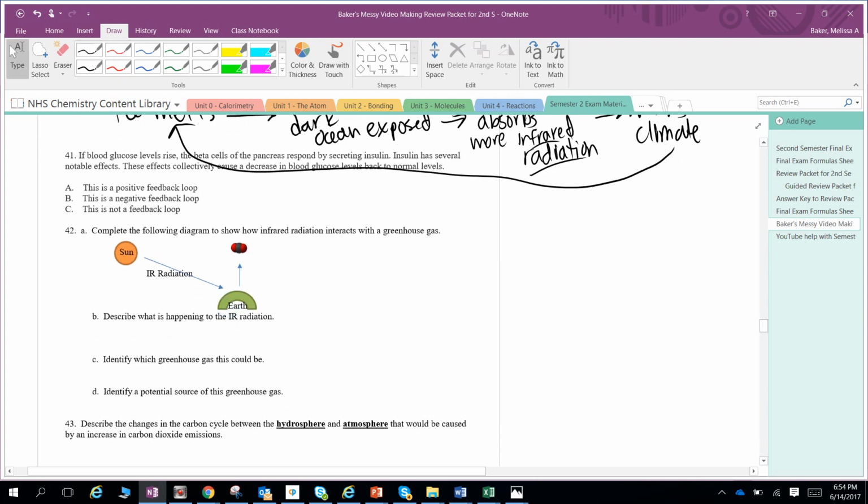Let's take a look at number 41. When your blood glucose level rises, your pancreas responds by secreting insulin. This has a lot of effects, but collectively it decreases your blood sugar back to the normal level. So this would be considered a negative feedback loop because it is stabilizing. It's getting things back to equilibrium, if you will.